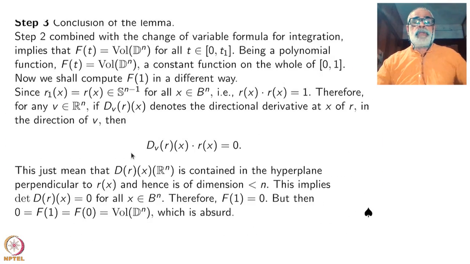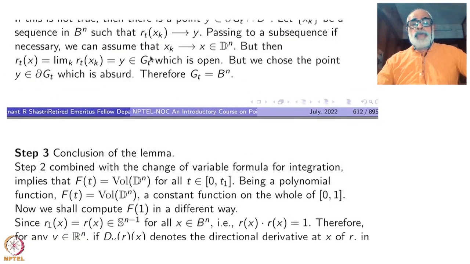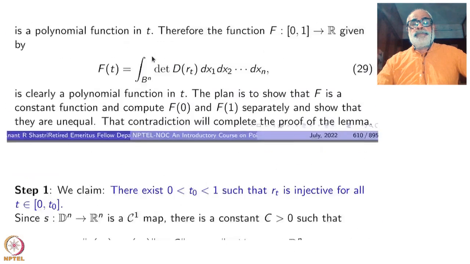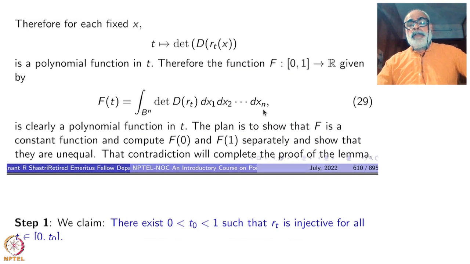Okay, now we can conclude the lemma. So step 2, combined with the change of variable formula for integration, implies wherever it is a diffeomorphism, for all those t, this function f_t must be the volume of R, volume of the whole thing, volume of B_n or volume of D_n, they are the same. Okay, so why look at this one? This is the determinant of D_t is what we have got. What happens to D_t if t is inside that interval? This will become an invertible map, because the determinant is positive there.